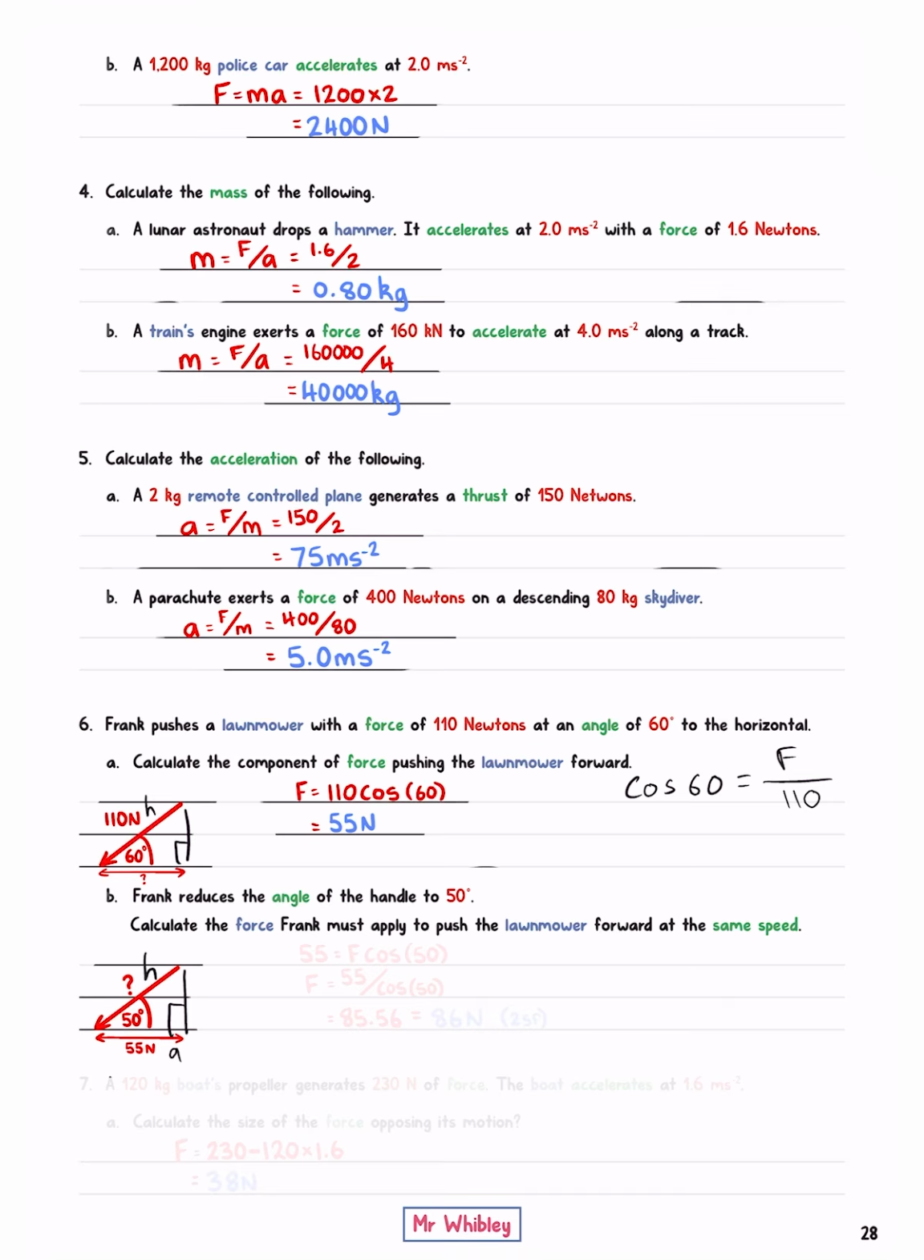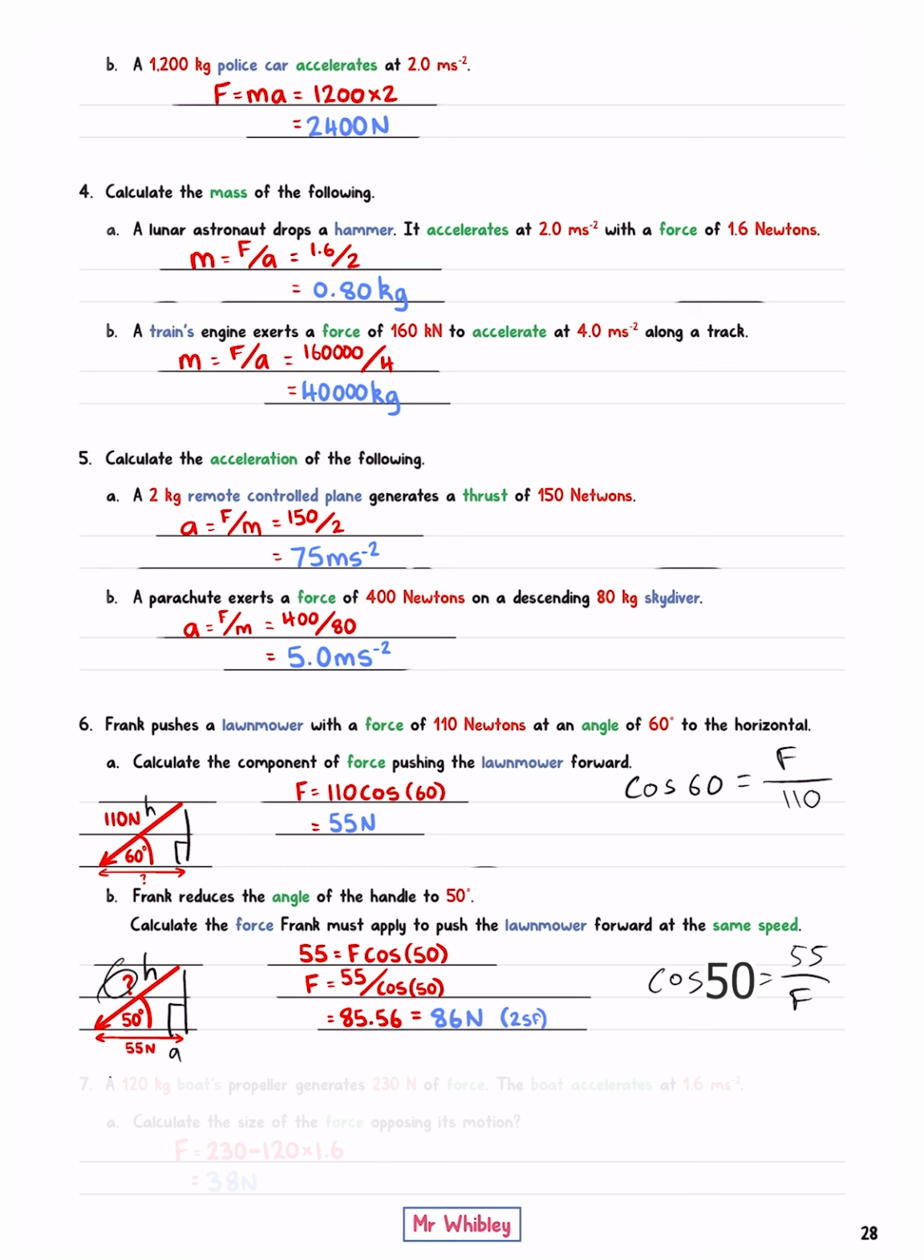the hypotenuse. So we can once again use our CAH relationship in SOHCAHTOA, where cosine of our angle is our adjacent 55, divided by the force that we're trying to find, our hypotenuse. Multiplying both sides by F gives us this equation here. Dividing both sides by cosine 50 solves for our force, which gives me 85.56, or 86 newtons to two significant figures.